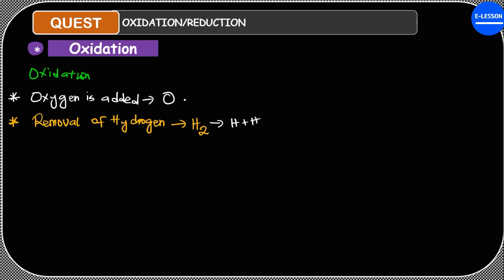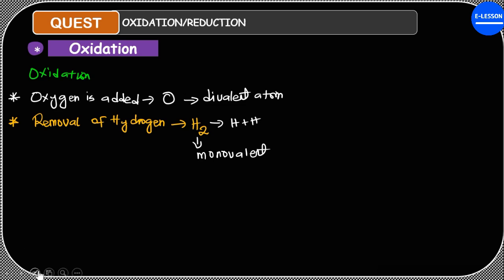Because oxygen is a divalent atom and hydrogen is monovalent. Because hydrogen is monovalent, if you remove one hydrogen, it will not be sufficient to balance the valency of the oxygen that is added. So, two hydrogen atoms will balance the divalency of the oxygen atom.